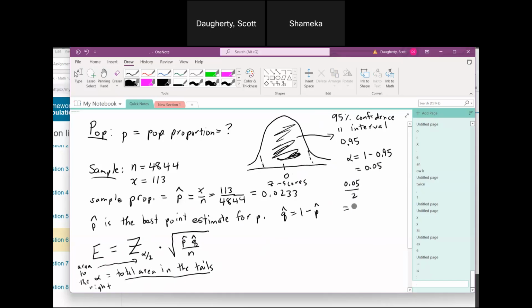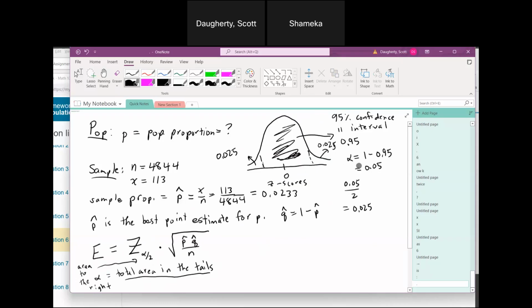Okay, and when you divide that by 2, you get 0.025. So essentially, that's how much area you have in each of these two tails. And that's why this is alpha divided by 2, right? It's not z sub alpha, it's z sub alpha divided by 2.